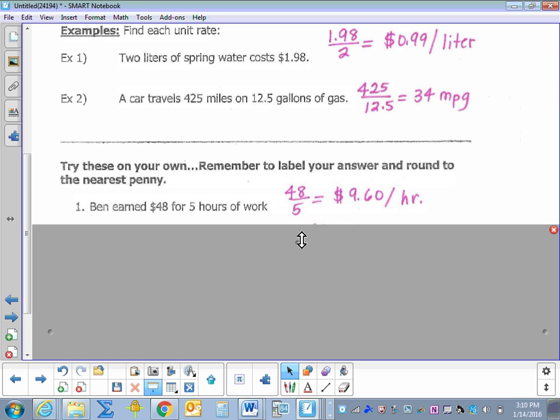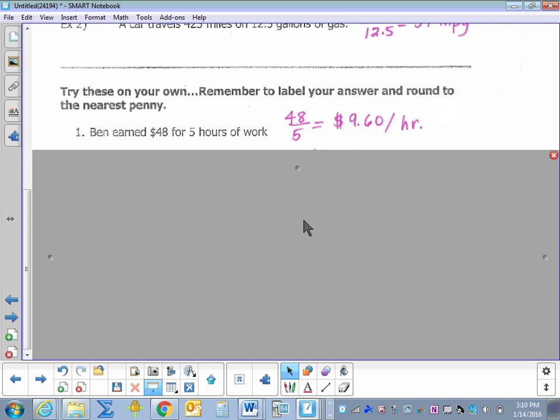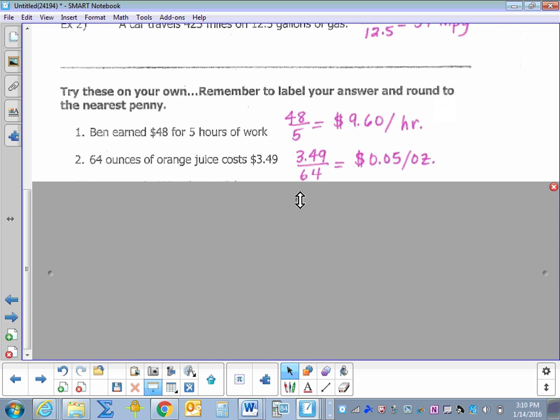So Ben earned $48 for 5 hours of work. So 48 to 5 is equal to $9.60 an hour. 64 ounces of orange juice cost $3.49. So $3.49 divided by 64 is about 5 cents an ounce.